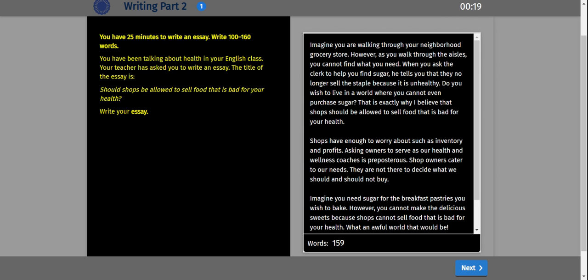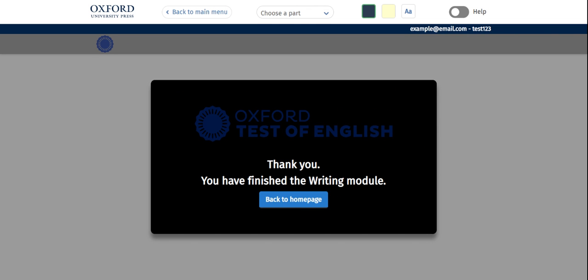Shops have enough to worry about, such as inventory and profits. Asking owners to serve as our health and wellness coaches is preposterous. Shop owners cater to our needs. They are not there to decide what we should and should not buy. Imagine you need sugar for the breakfast pastries you wish to bake. However, you cannot make the delicious sweets because shops cannot sell food that is bad for you.